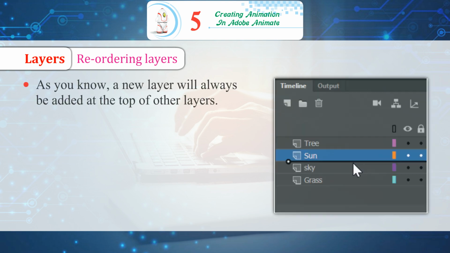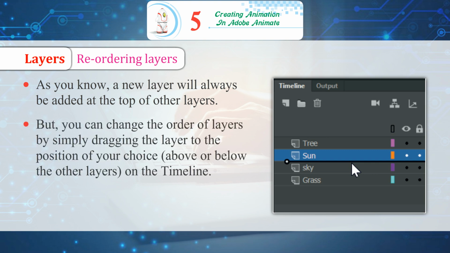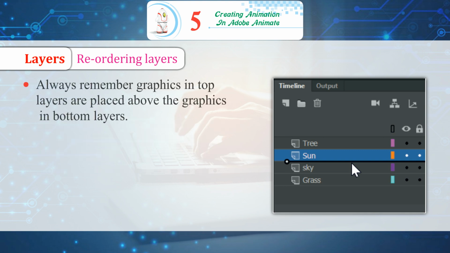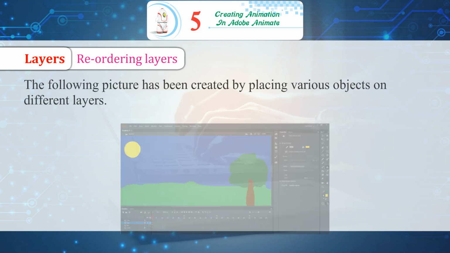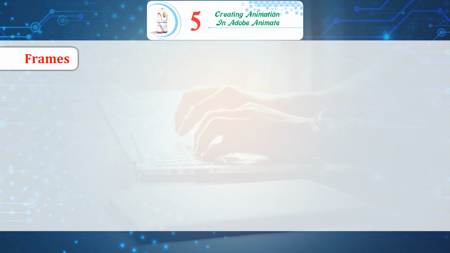Reordering layers. As you know, a new layer will always be added at the top of other layers. But you can change the order of layers by simply dragging the layer to the position of your choice above or below the other layers on the timeline. Always remember, graphics in top layers are placed above the graphics in bottom layers. The following picture has been created by placing various objects on different layers.